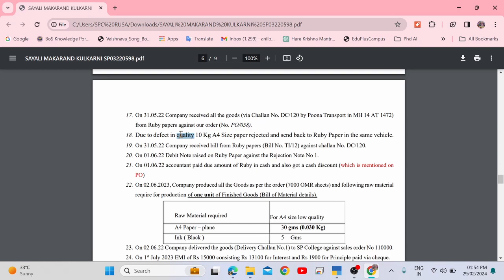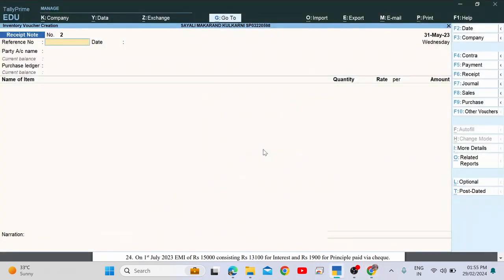किती केजी? 10 केजी मटेरियल have defect, and then you have decided A4 size paper में defect है, therefore you are rejected and you are sent back it to Ruby Paper in that same vehicle. Okay, you send it back to Ruby Paper. So we'll pass this entry. डिफेक्ट का क्या होगा, you are rejecting it, therefore you should pass this entry in rejection out. You are sending back that rejected material, therefore you should select here rejection out.